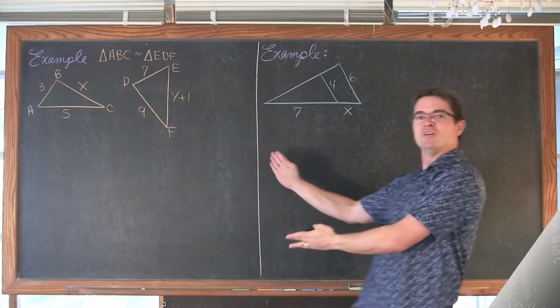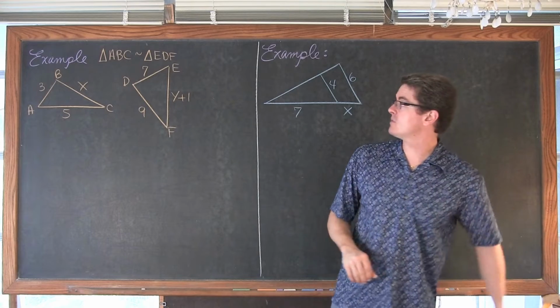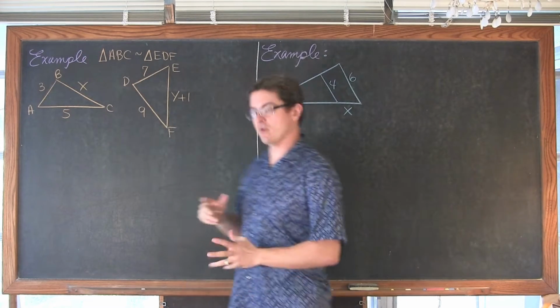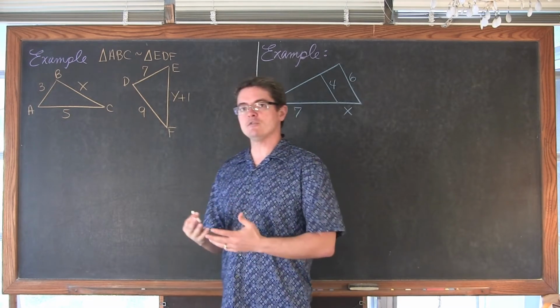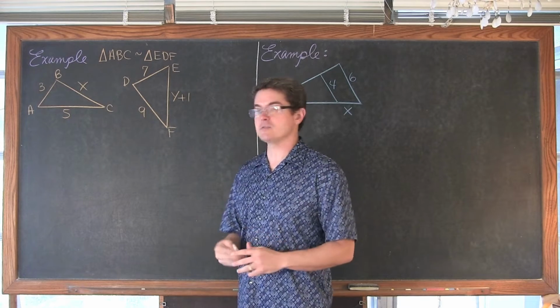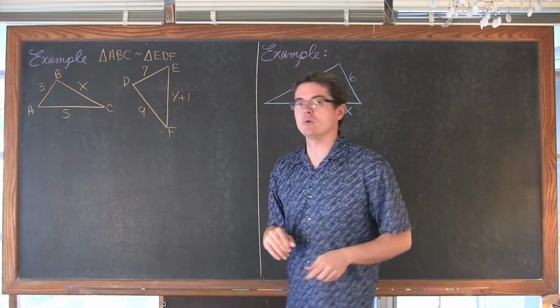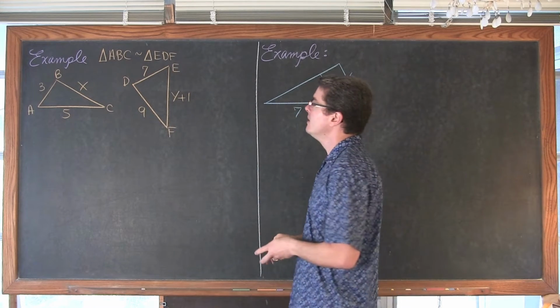Let's get those started. First two. Example: triangle ABC is similar to triangle EDF. I have not drawn them in the same orientation this time to add a little level of difficulty. And I want to solve for the unknown values here. Now I've got two unknowns. I have an x marked here and a y plus 1 marked here. So I'm going to actually do 2 examples from this one diagram.